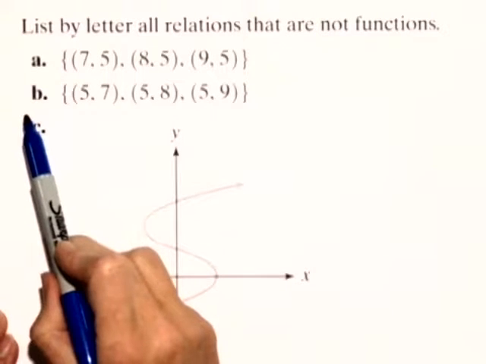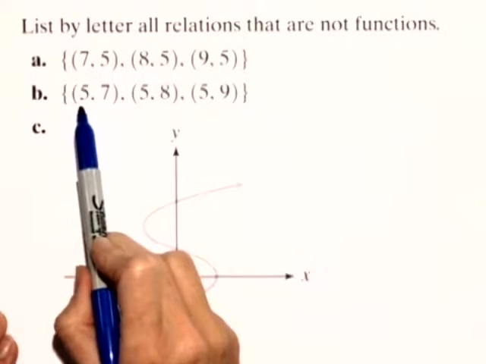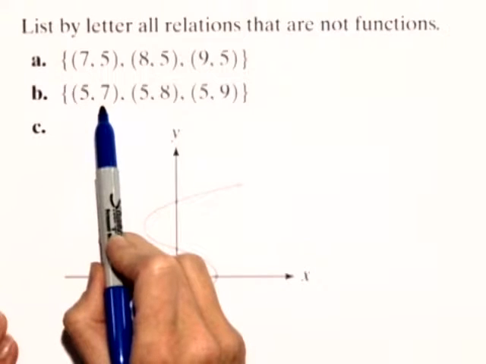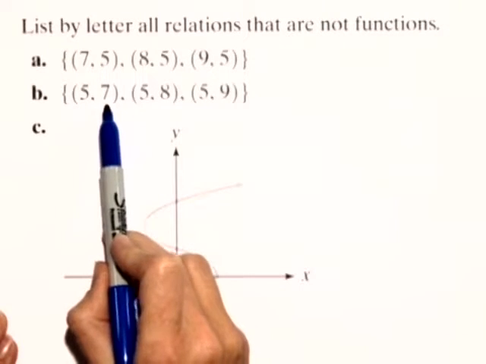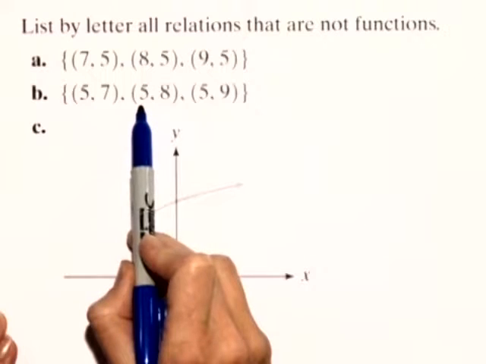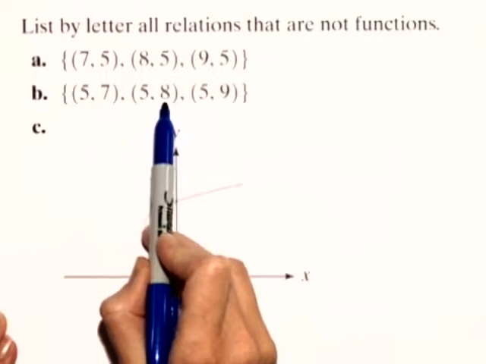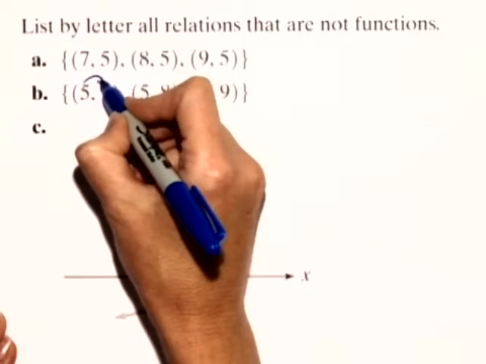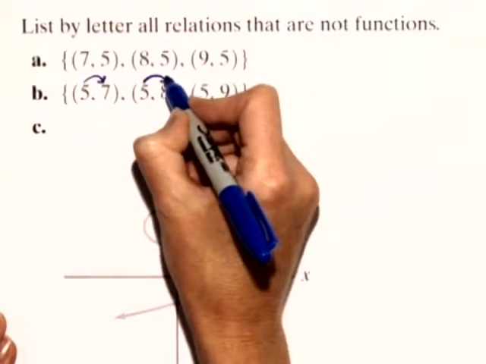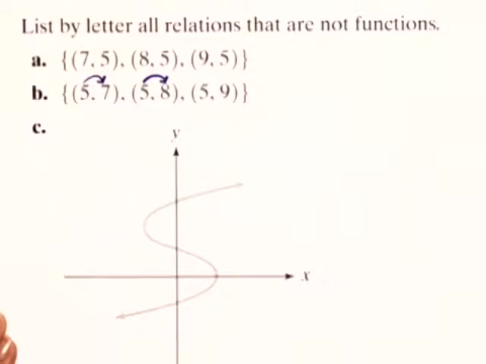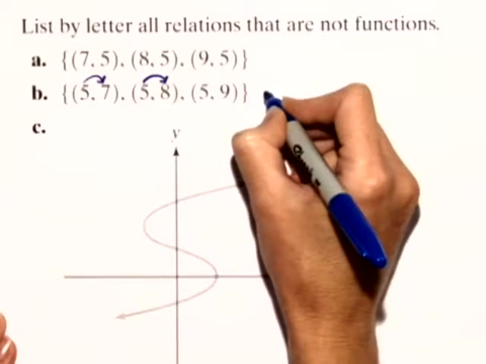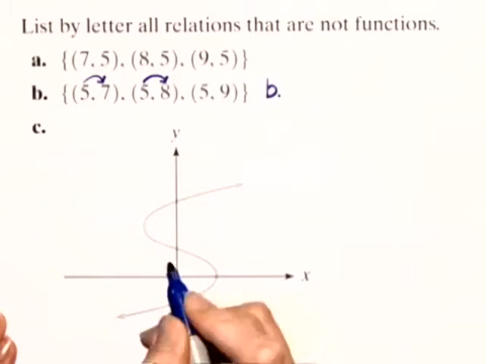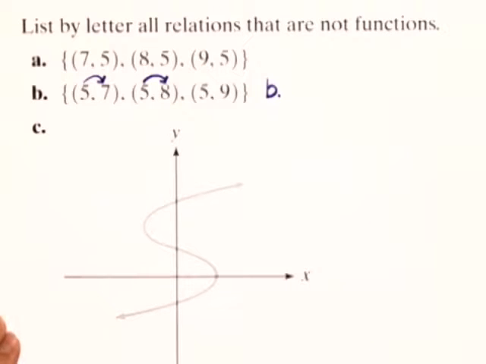Let's look at B. B has a first element of 5 paired with a second element of 7. And then notice we have a first element of 5 again, but it's paired with a different second element of 8. So because this 5 is paired with 7, and then 5 is again paired with something different, 8, it makes it not a function. So B is not a function.